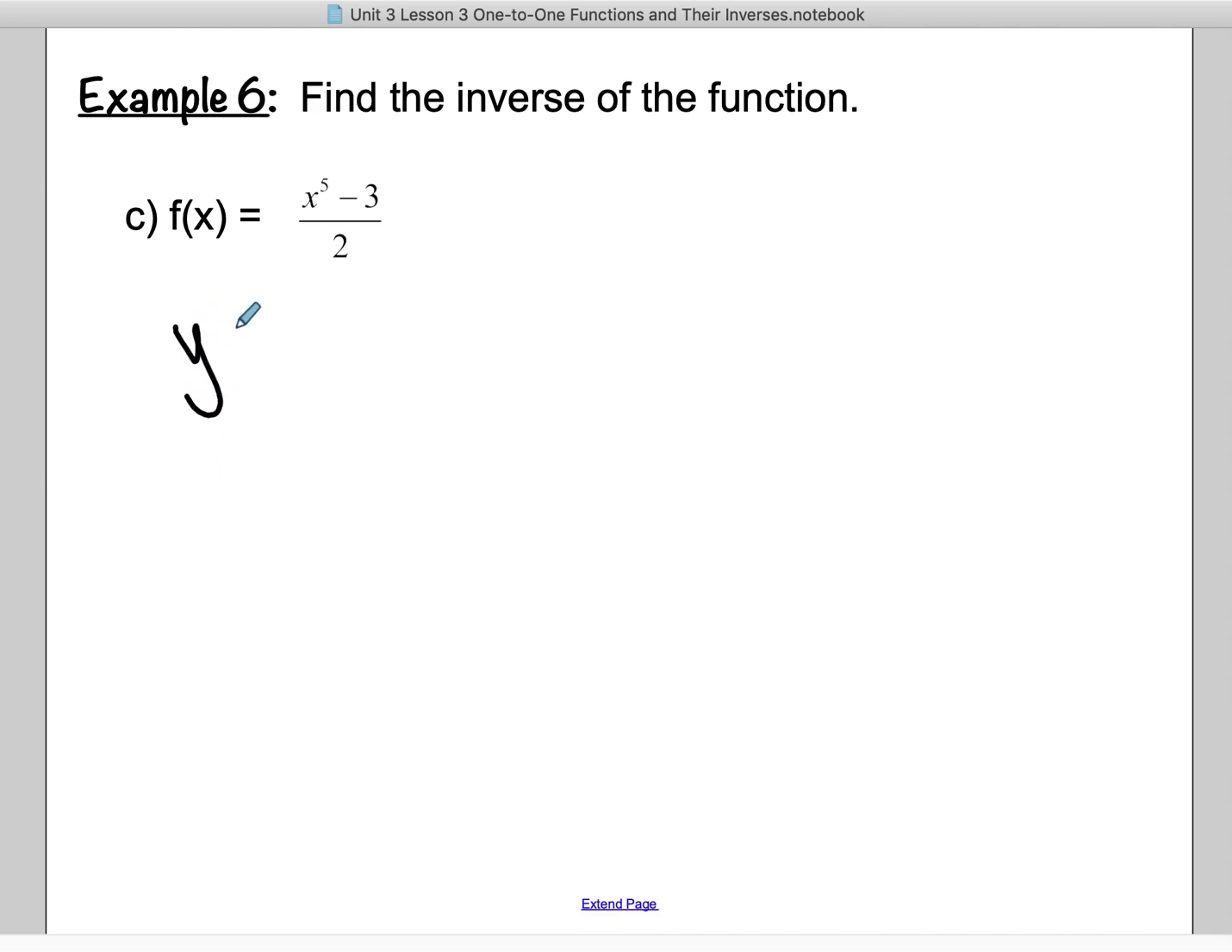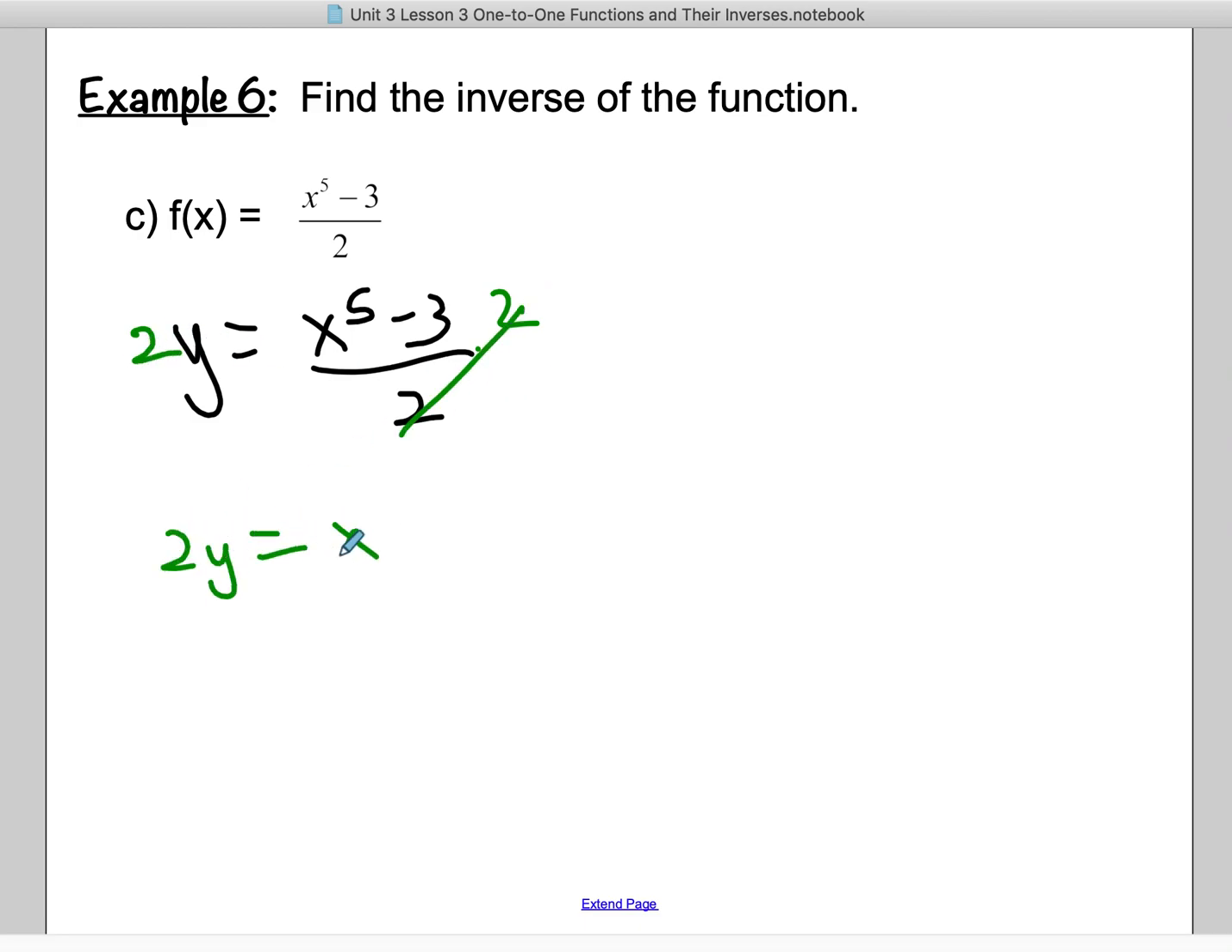Okay, hopefully you paused it. Plugging in y. In this case, I would multiply both sides by 2. So I have 2y equals x to the 5th minus 3. To get x to the 5th by itself, I'd add 3 to the other side. So I have 2y plus 3 equals x to the 5th.